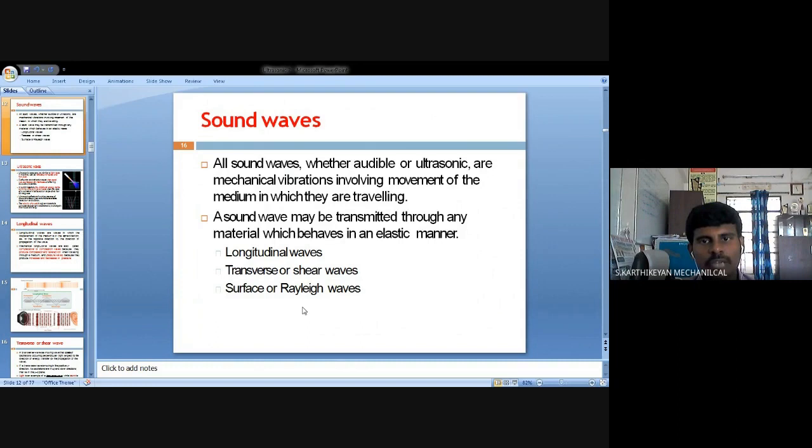The sound waves may be transmitted through any material which behaves in an elastic manner. Here, we categorize them into three different types of waves: longitudinal waves, transverse waves, and Rayleigh waves. Transverse waves are also known as shear waves, and surface waves are also known as Rayleigh waves.